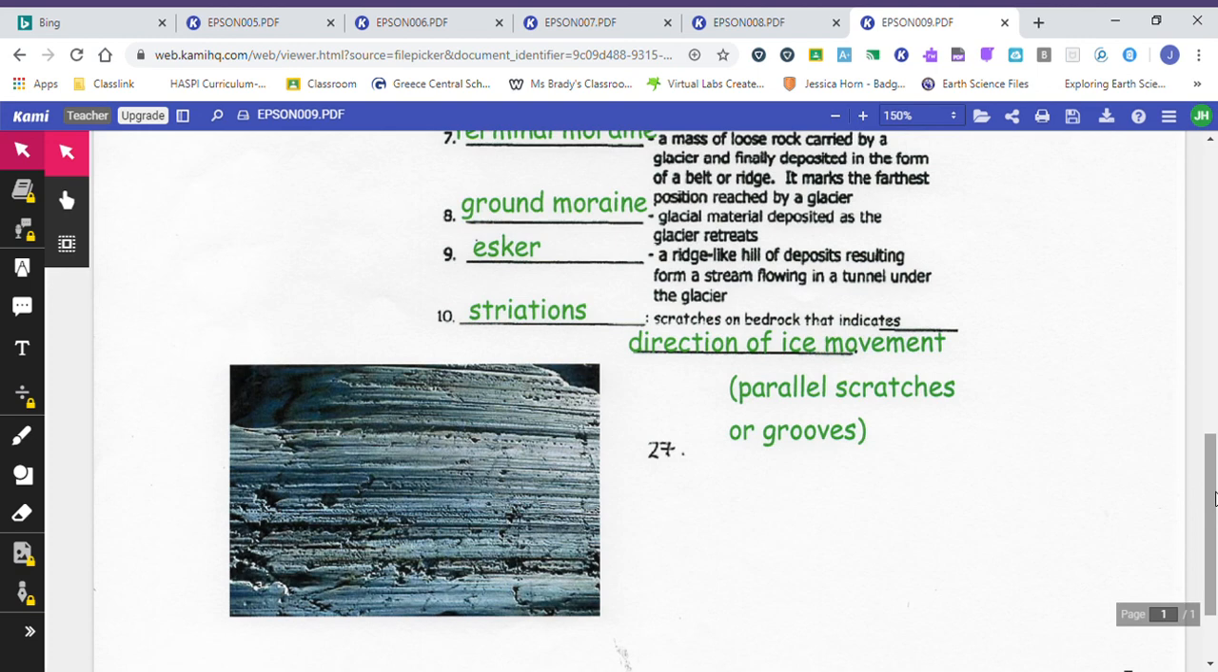Okay, that is everything that you need to know about glaciers. Tomorrow we're going to have an Edpuzzle on glaciers, and you're welcome to use all of the notes that I gave you today to help you.